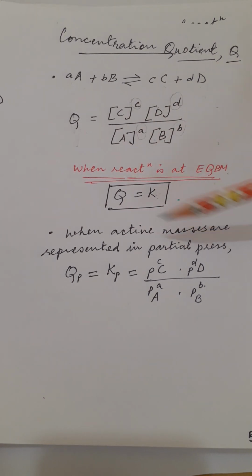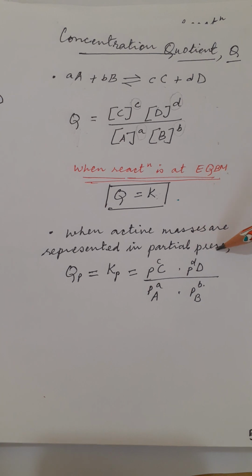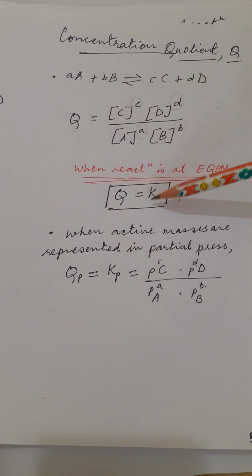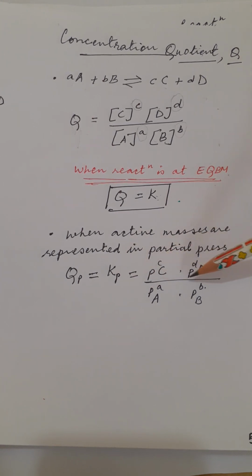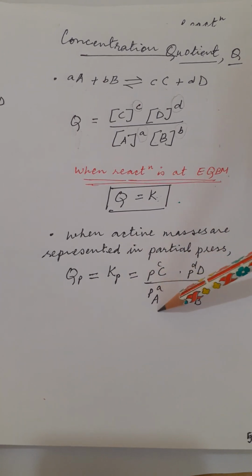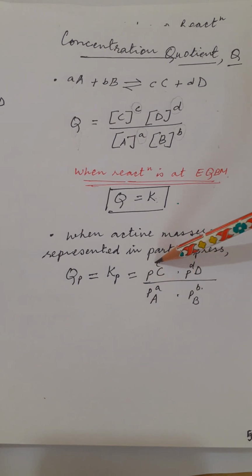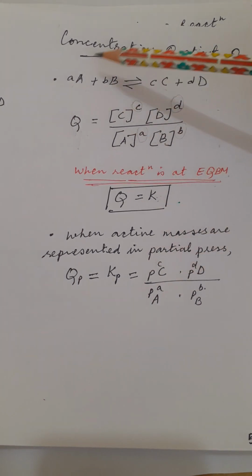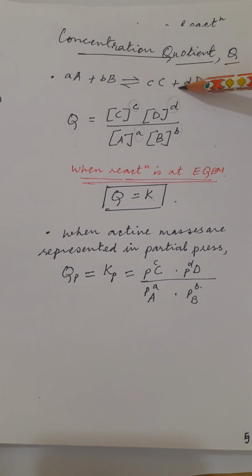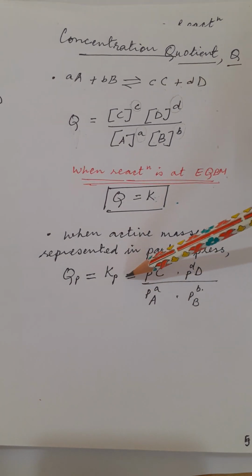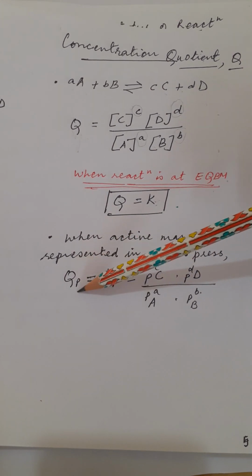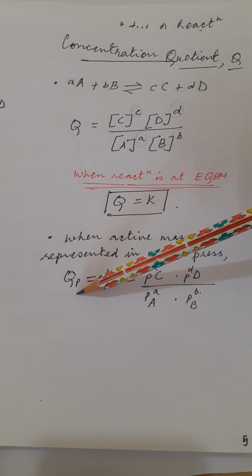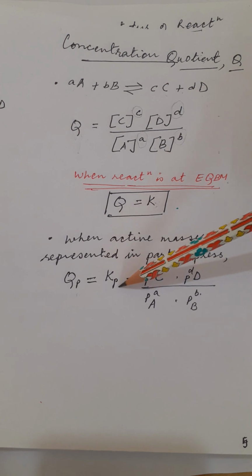When the active masses are being represented in partial pressure terms, then instead of K or Kc, it would be called Kp: partial pressure of C into partial pressure of D, over partial pressure of A into partial pressure of B, with each partial pressure term being raised to the stoichiometric coefficient featuring in the reaction. And if the reaction is in a state of equilibrium, then Qp, the subscript P being for the mode in which the active mass is represented, is known as Kp.